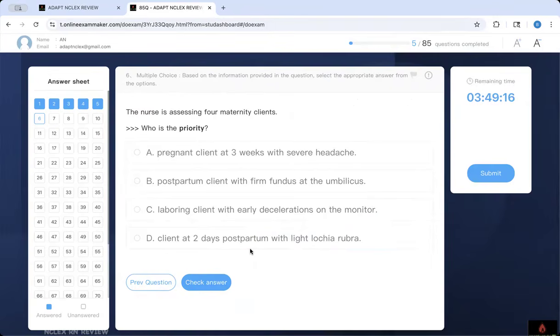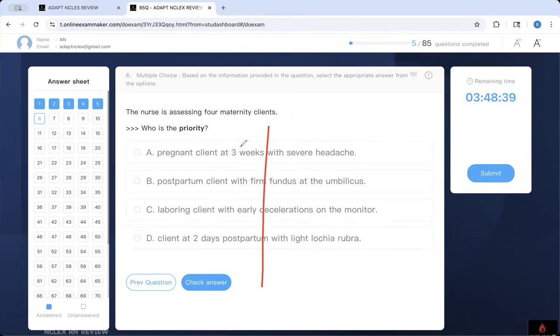But what is the problem? A pregnant client at 3 weeks, she has a headache. A postpartum client with the firm fundus at the umbilicus. Patient is in labor, there's early deceleration, and a 2 days postpartum with a light lochia rubra. Divide it into two. Find which one you worry about. If you worry, then you pick it, but you've got to be sharp. When you pick the answer, that means not an expected finding, but something that has breathing, electrolyte, shock, sepsis, airway. That's how you do prioritization.